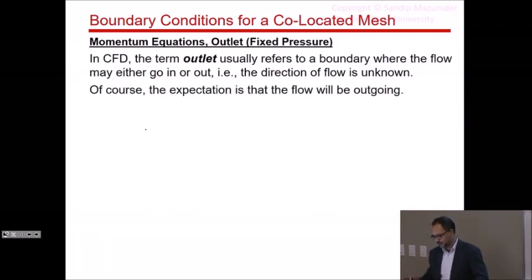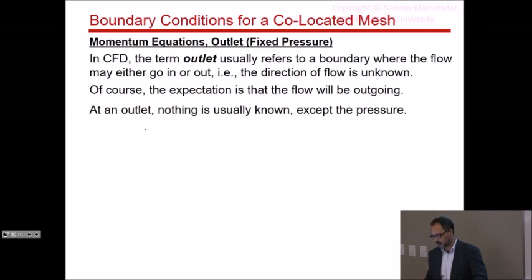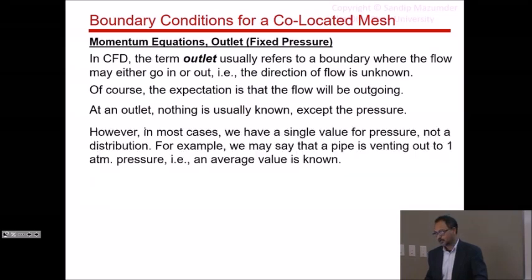So this is what I'm saying. The expectation is that flow will be outgoing. So at an outlet, nothing is usually known except the pressure, typically. However, in most cases, we have a single value for pressure, not a distribution.